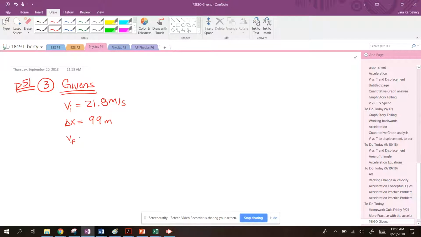Absolutely, it would. That's the sneaky one that's not listed numerically in the problem, right? So we just have to read it. We have to think a little bit to figure out what that VF is. And then what is it that they're looking for? Are they looking for the acceleration? They're looking for the time.